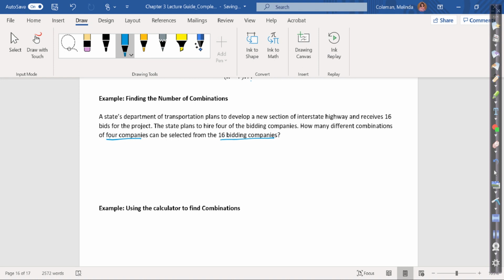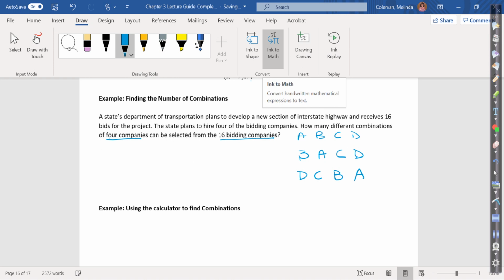Well, let's just say out of the 16 companies, they're going to choose company A, B, C, and D. It's not tied to a position this time like the race cars were. So it doesn't matter if company A gets the first bid or if company B gets the first bid. Company A getting the first bid doesn't matter because they're still all 4 getting the bids. Likewise, company D could be the first one. Same, 4 companies getting a bid. The order that they get those bids in does not matter.